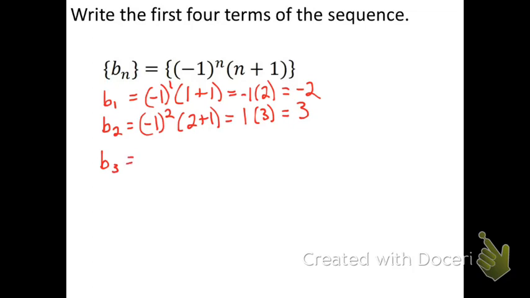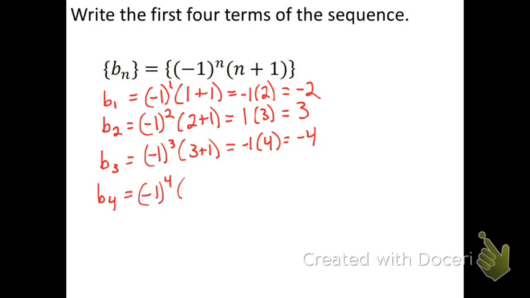B sub 3, the third term, negative 1 to the third power times 3 plus 1. Negative 1 to any odd power is negative 1, and 3 plus 1 is 4. So we have negative 4. One more, b sub 4, would be negative 1 to the fourth power times 4 plus 1. Negative 1 to an even power is positive 1, and 4 plus 1 is 5. So we have 5. Now if we look at our sequence, we have negative 2, 3, negative 4, 5, etc. We could just keep following the same pattern.